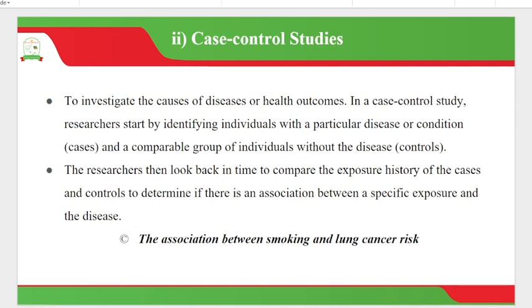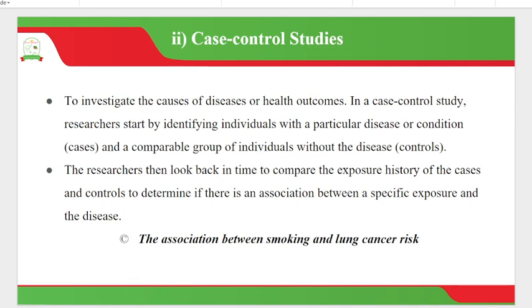In this type of study, researchers identify individuals with a particular disease or condition, and these are the cases. You get it? And a comparable group of individuals without the disease, these are the controls. You get it? So the researchers then look back in time to compare the exposure history of the cases and controls to determine if there was an association between a specific exposure and the disease.